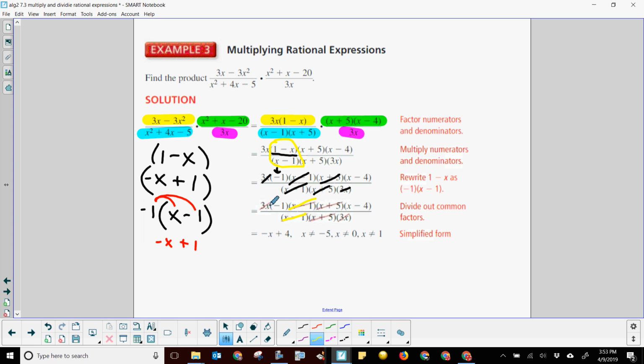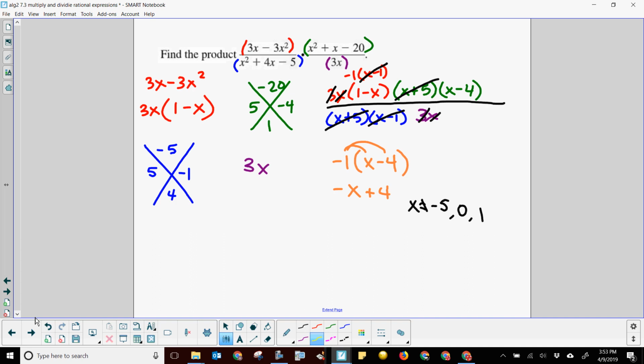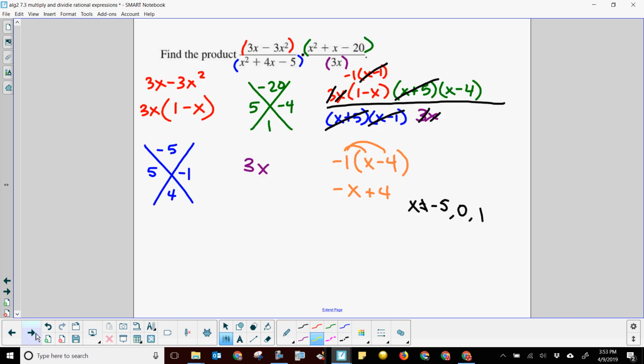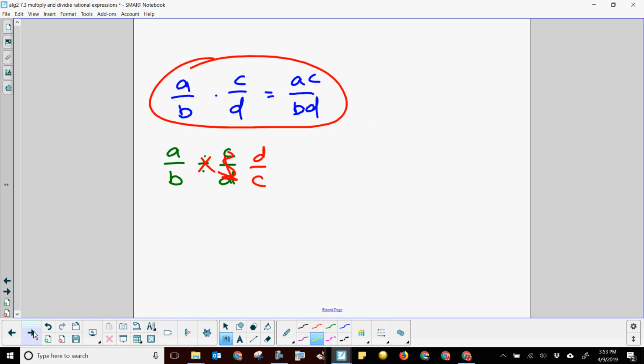Then x can't be 0 because of this, and x can't be positive 1 because of this, or negative 5 because of this. So we just, did I do the exact same one? Yeah. So yeah, I just did a little more factoring and said, hey, 1 minus x is the same as negative 1 times x minus 1. So it's the same thing.